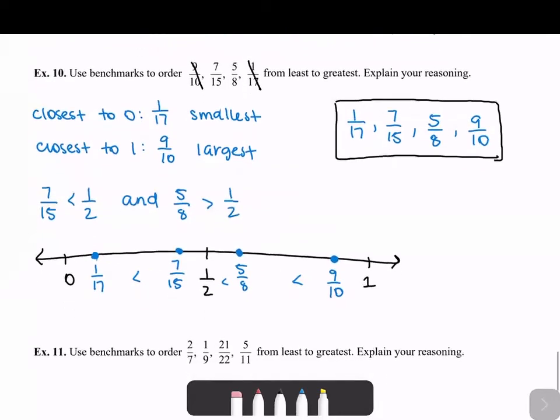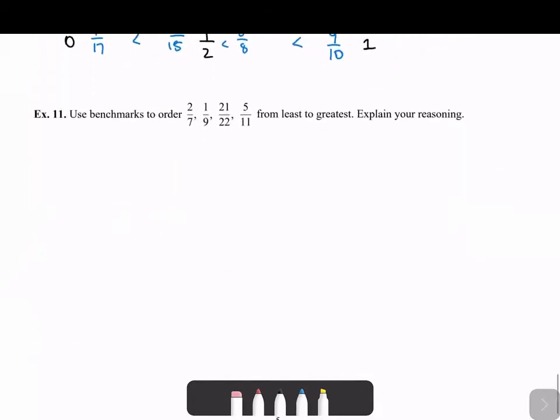Okay, so we're going to do another example of this. We're going to do it in the exact same way. So we're going to look at what's closest to 0, and then closest to 1, and then go from there. Okay, so for the closest to 0, we have 2/7, which is pretty small, 1/9, which is also pretty small, 21/22, which is close to 1, and then 5/11, which is close to 1/2. So in this case, we need to compare 2/7 and 1/9. So which one's going to be the closest to 0? You may have some intuition about this.